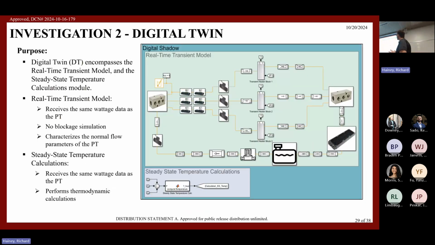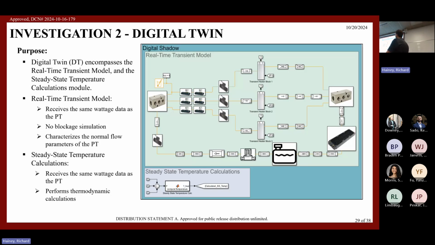Now, I should mention that at the current moment, our physical system is acting more as a digital shadow system, because at the time that this presentation was made, we hadn't been able to incorporate an automatic system where the digital twin could manipulate the physical twin.